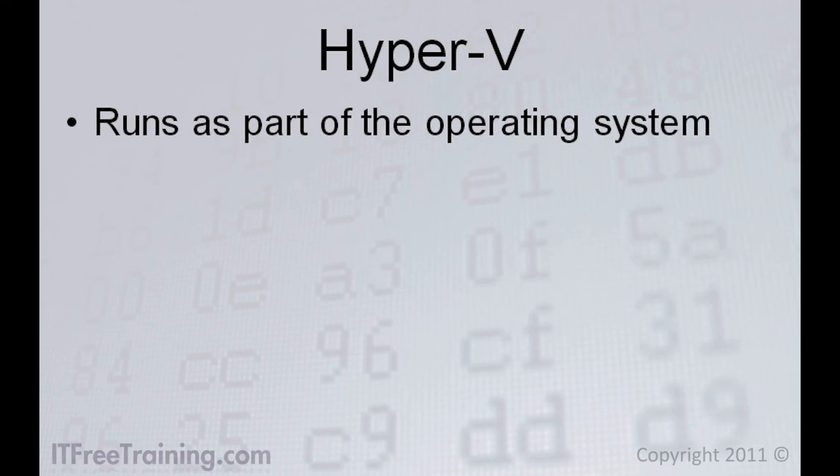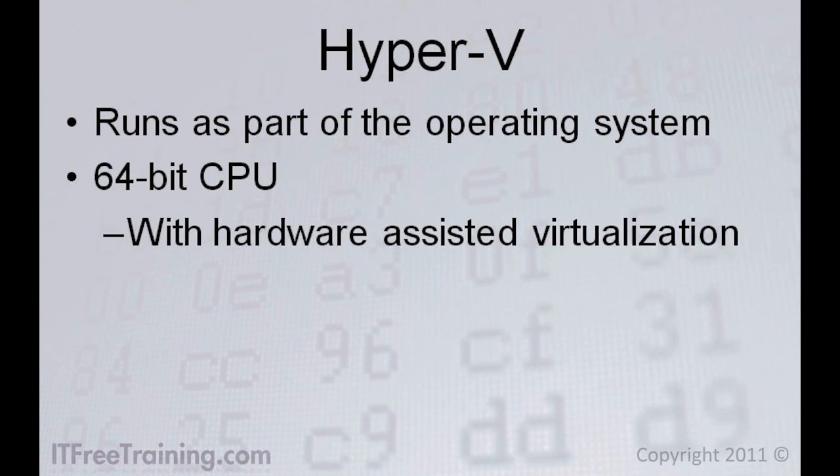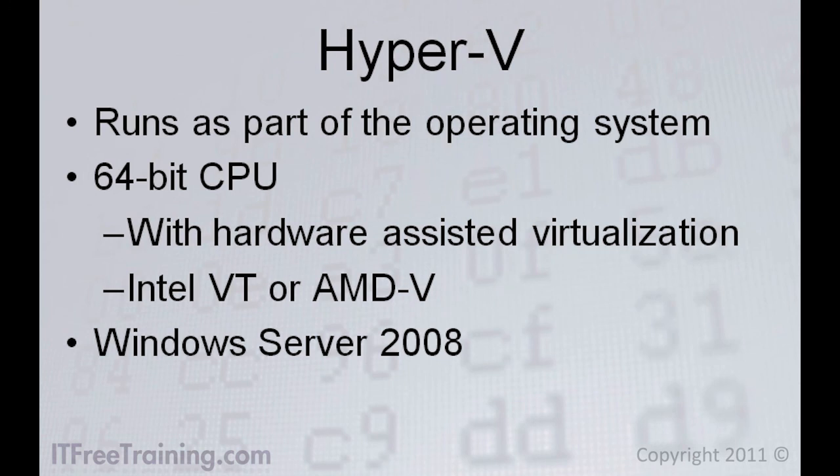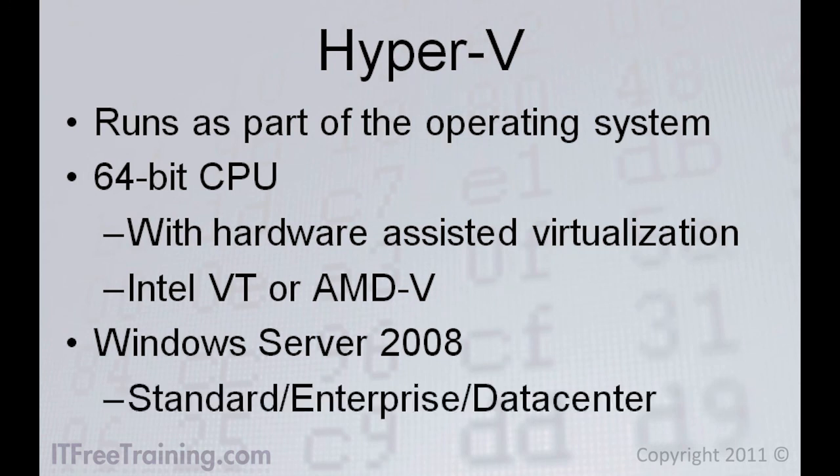In order to run Hyper-V, you will need a 64-bit CPU with hardware-assisted virtualization. Intel chips refer to this as Intel VT, and AMD chips refer to this as AMD-V. Check with the manufacturer before you buy to make sure it supports this requirement. You will also need the 64-bit edition of Windows Server 2008, either the Standard Edition, Enterprise, or Datacenter.